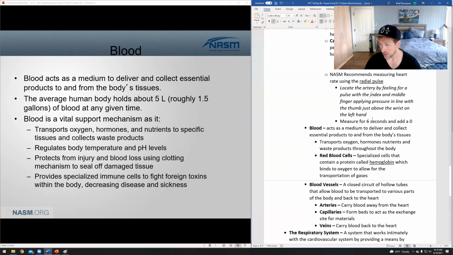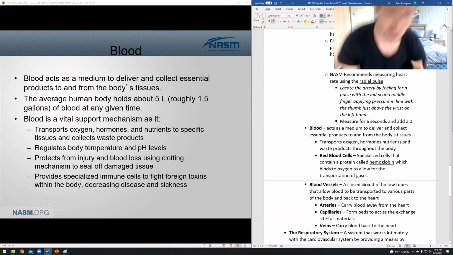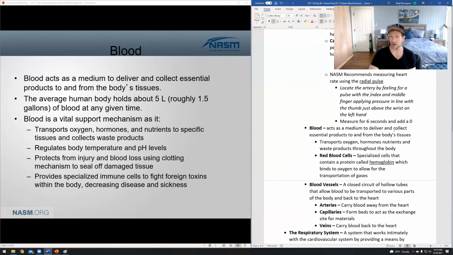So ideally, you would do that for about 6 seconds and multiply by 10 if you're in the middle of a workout. Now, if you're sitting down, your client's resting and you're trying to get a true version of their resting heart rate and you have the time and you want to do it, measure it for a full minute. You can do a full 60 seconds, just count the whole thing. There's nothing wrong with that. Or maybe you go 30 seconds and you multiply it by 2. Just whatever you do, make sure you get it to a 60-second number because that's the beats per minute.